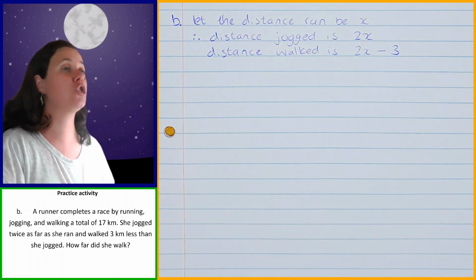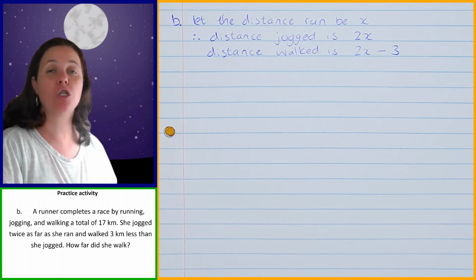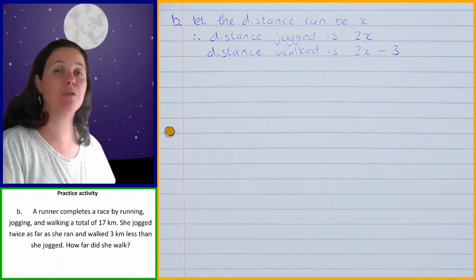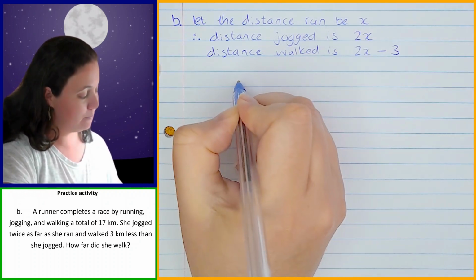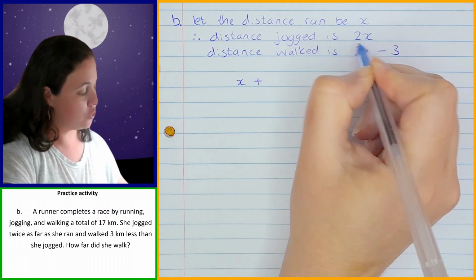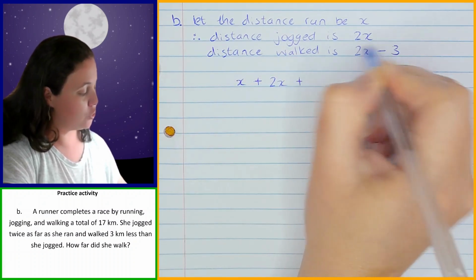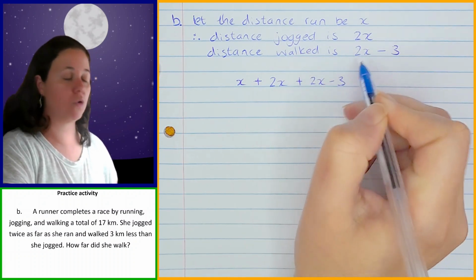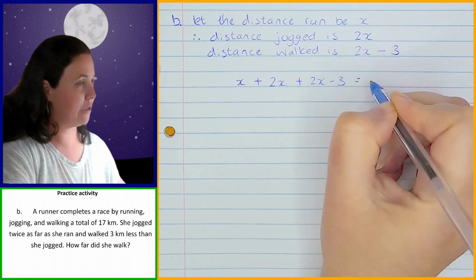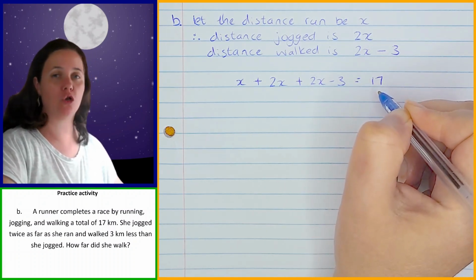So they told us that the total distance that she ran, jogged, and walked is 17. So all I need to do is take these 3 values and add them to get the total. So it's x, the distance that she ran, plus 2x, which is the distance that she jogged, plus 2x minus 3, which is the distance that she walked. And all of that together is 17 kilometers. It's the total distance that she ran, jogged, and walked.